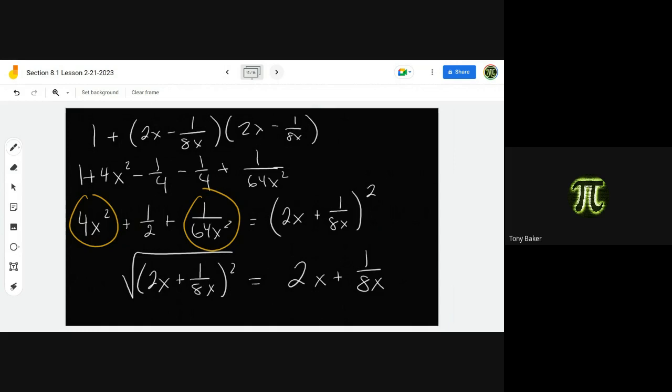The half was foiled. So if we foiled out 2x plus 1 over 8x, it would become 4x squared plus 1/2 plus... Oh, okay. I just got it. Well, yeah, because one of the things when you're trying to get it to be a perfect square, which is what I was doing in this case, the a and the c, the beginning and the end, have to be perfect squares. So 4x squared was a perfect square. 1 over 64x squared was a perfect square. So you do those and then see if it gives you the number in the middle. If it didn't give you the number in the middle, it doesn't work, and we can't factor it out. This one does give me the number in the middle, so I'm good.